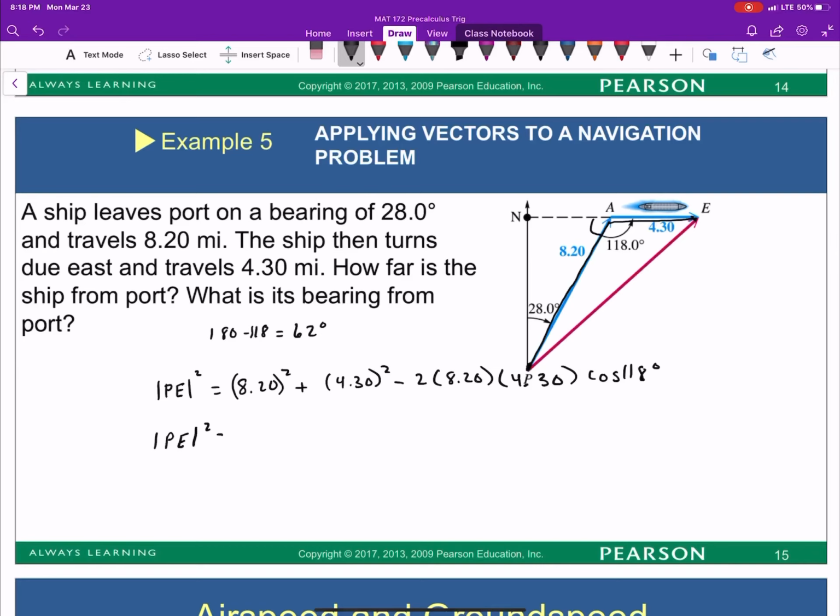So we have the magnitude of PE squared is equal to, let's put it in the calculator, roughly about 118.84. So when we take the square root of both sides, we get around about 10.9. So we found how far it is. Now we have to find what? What is the bearing from it?